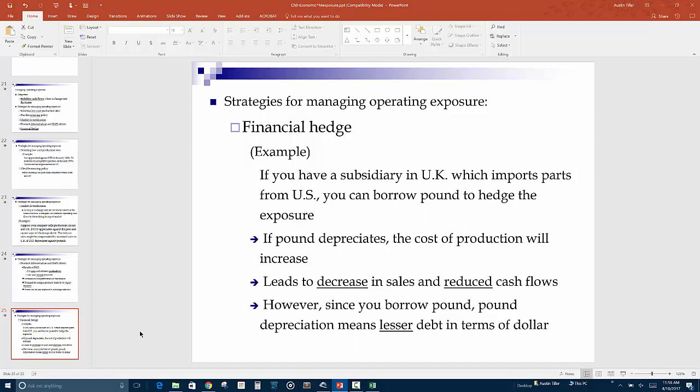Basically, from chapter 8, transaction exposure, the focus is on financial hedge. Forward hedge is quite straightforward. Money market hedge, do the table. Option hedge could be complicated.